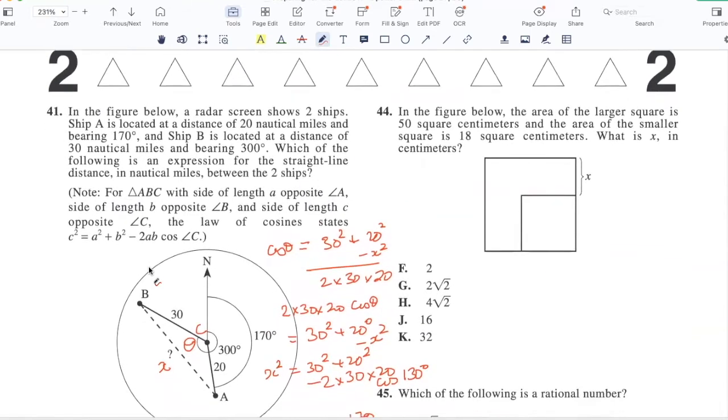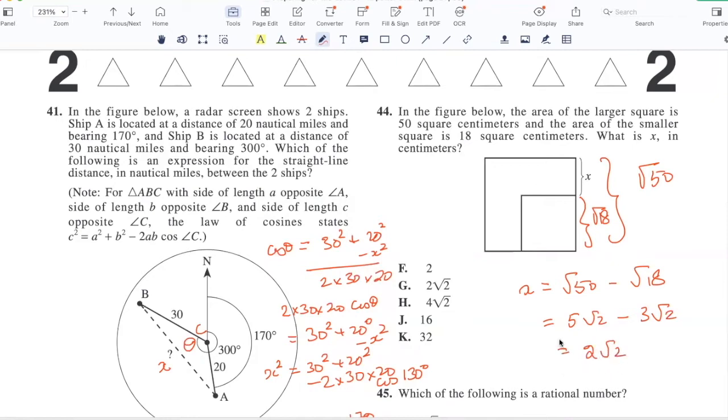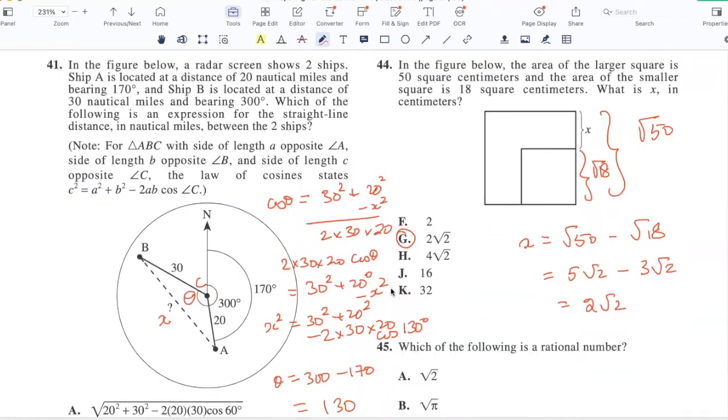In the figure below, the area of the larger square is 50 square centimeters and the area of the smaller square is 18. What is x in centimeters? Okay. So if the area of the larger square is 50, then this side is root 50 and this side is root 18, correct? So what is x? X is root 50 minus root 18. So that is 25 into 2. So 5 root 2 minus 3 root 2. So that's 2 root 2. So x is 2 root 2, option G.